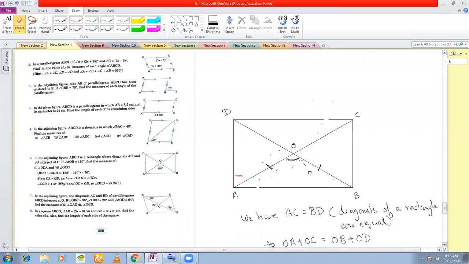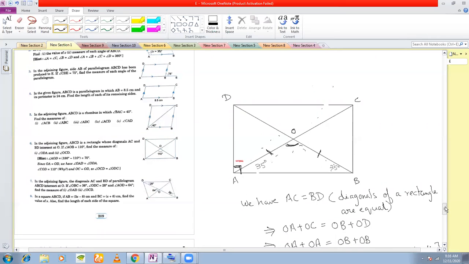Let us write it down with a pencil. 35 degree. And this is also 35 degree. If this is 35 degree and you know that this angle is 90 degree because it is a rectangle. That means why? Because the interior angles of a rectangle are all right angles. So therefore this angle is 90 degree.